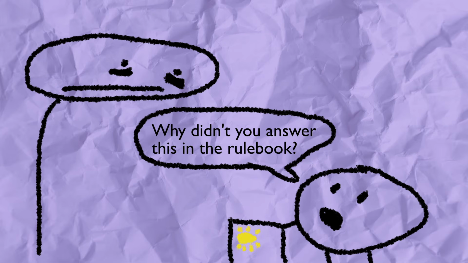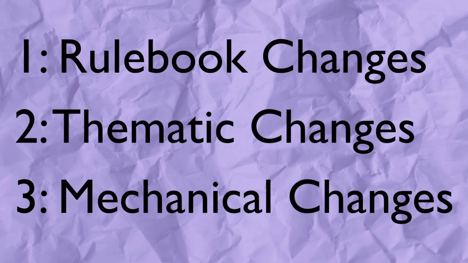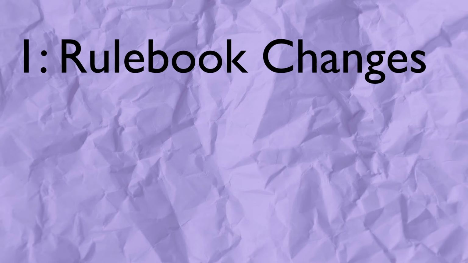While it's impossible to eliminate all points of confusion from a game, there is a lot you can do to make your games less confusing. I broadly define these changes as 3 categories. There are rulebook changes, thematic changes, and mechanical changes. I'm going to go over rulebook changes first because they're often the least work to implement.